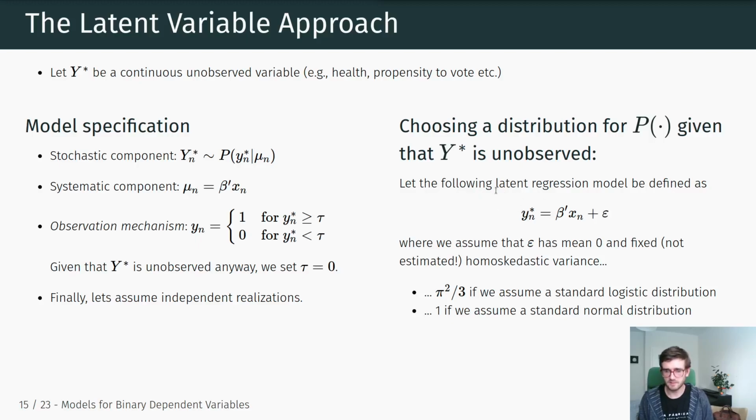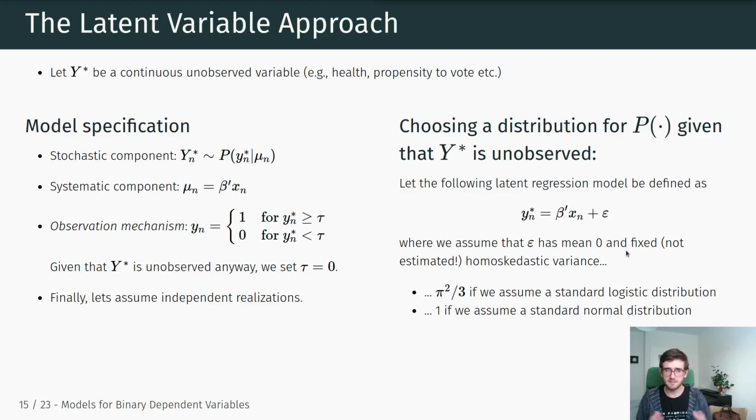So first, of course, we have a latent regression model. We have our yn star, which is equal to beta prime xn plus epsilon. That's based on the fact that our systematic component is just beta prime xn, and then we have an error term, and that ultimately determines our latent outcome yn star, okay? And we can assume, equivalent to the basic linear regression framework, that this epsilon, this error term, has a mean of 0 and a fixed homoscedastic variance, okay?